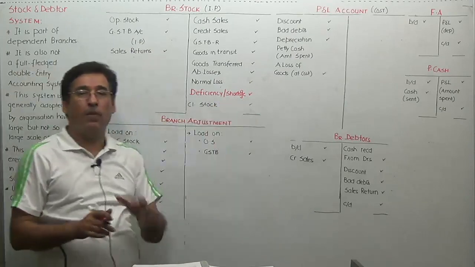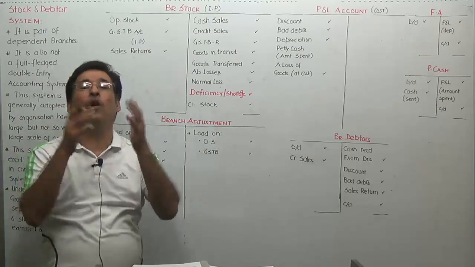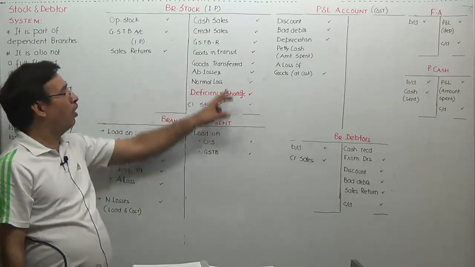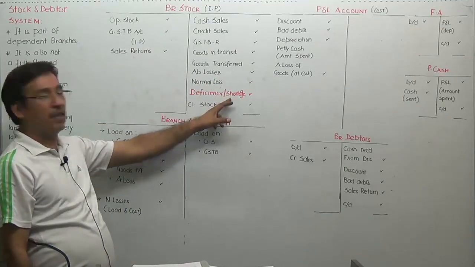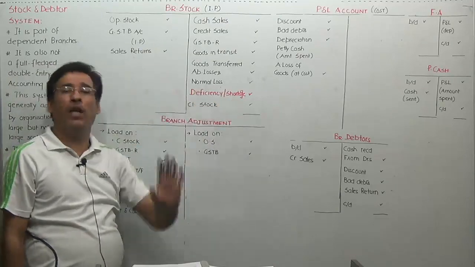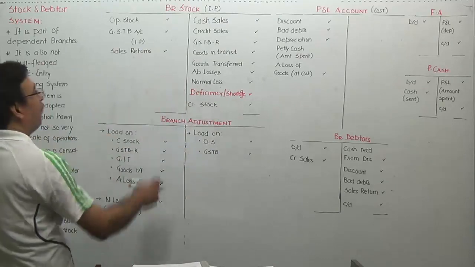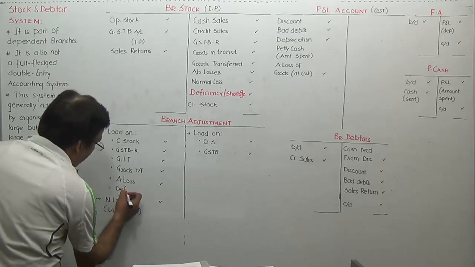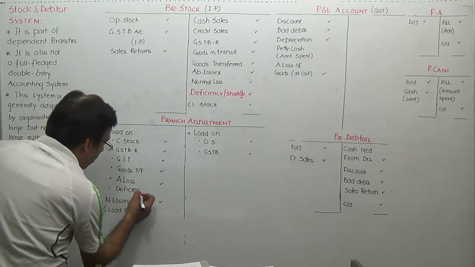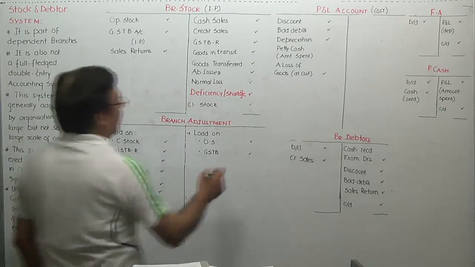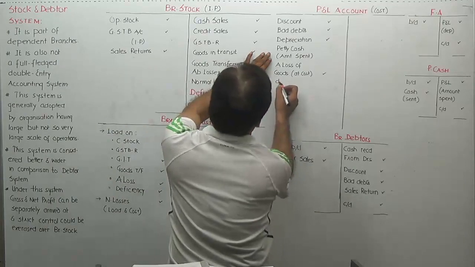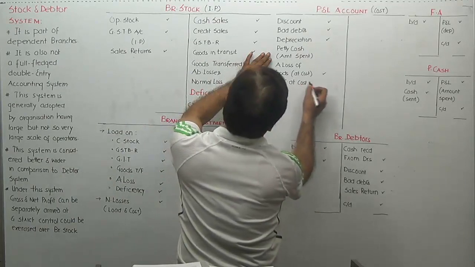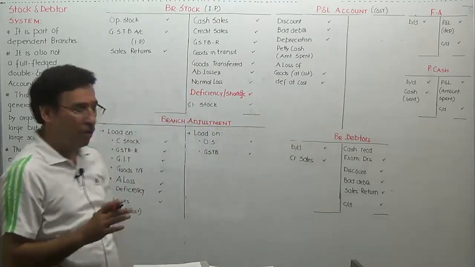Remember one thing, deficiency or shortage means goods which are not in proper condition due to mishandling or some other reason. It is similar to your abnormal losses. Is it clear to you? That is the reason their treatment will also be similar to abnormal losses. So if there is a balancing figure here, we will take it as deficiency. The loading of deficiency will be done here, and deficiency at cost shall be written over here. Is it clear to you?